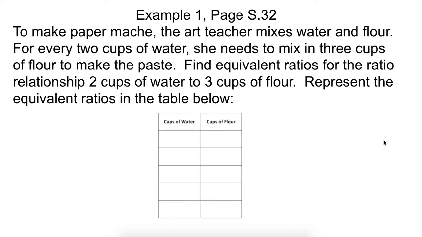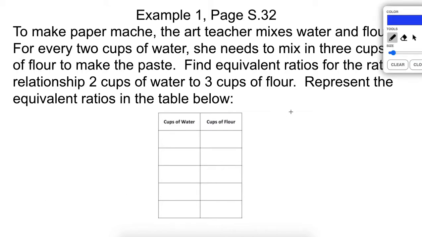So here's our first problem. To make paper mache, the art teacher mixes water and flour. To every 2 cups of water, she needs to mix in 3 cups of flour to make a paste. Find the equivalent ratios for the relationship of 2 cups of water to 3 cups of flour. Represent the equivalent ratios in a table below. So we're just going to make equivalent ratios here in a table.